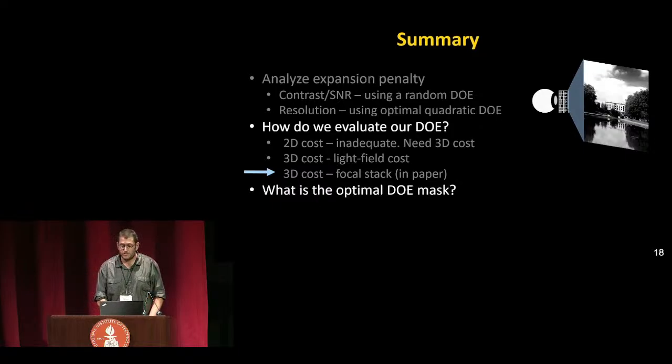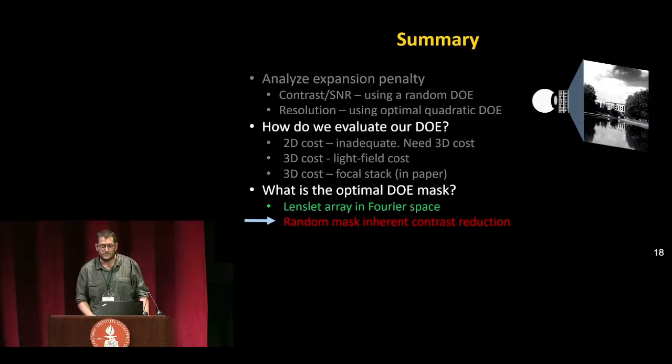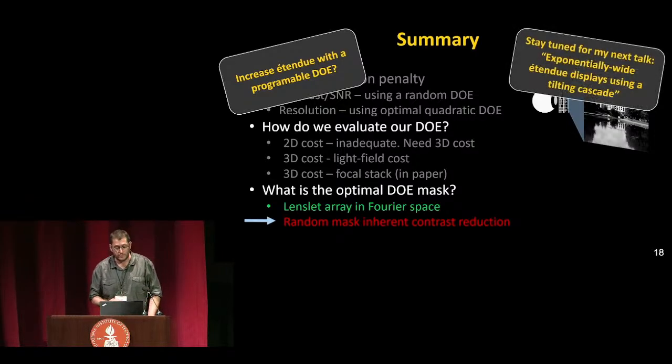We also showed the optimal shape of our DOE. When considering 3D costs, the optimal DOE is a lenslet array in this Fourier space. We have also shown that random masks are not a good choice, as they result in inherent contrast reduction. Now, this summarizes my talk about analyzing the theory of etendue expansion. And with this understanding, we ask, can we do something better than a static DOE and increase etendue with a programmable mask? So stay tuned for my next talk of exponentially-wide etendue displays using a tilting cascade. Thank you for listening.